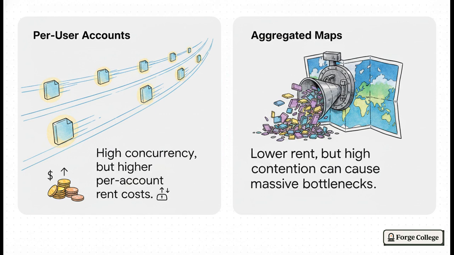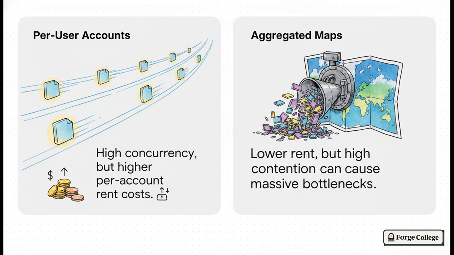When grouping data, you generally have two main paths. On one hand, you have per-user accounts. Imagine every single user getting their own individual, neatly labeled data file. This allows for incredibly high concurrency. Literally thousands of users can transact at the exact same millisecond because they aren't touching the same accounts. But it means higher rent costs, since every new account needs a minimum balance.